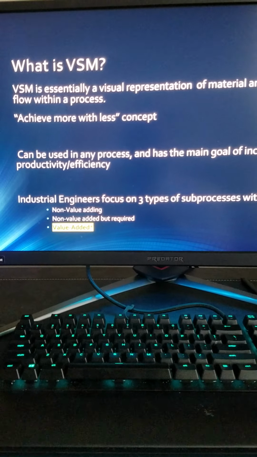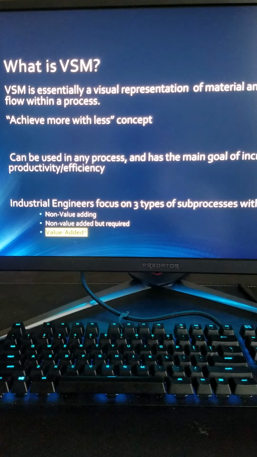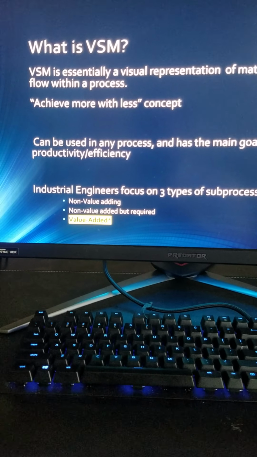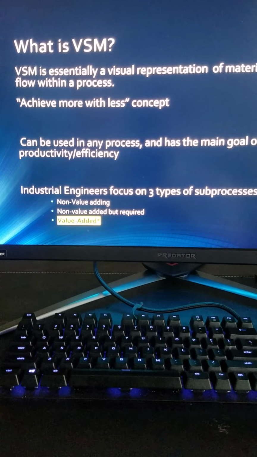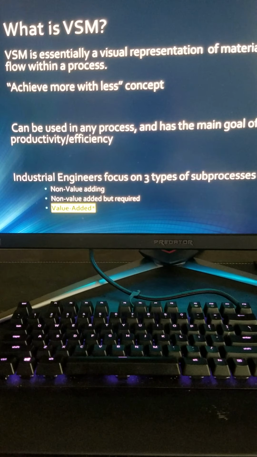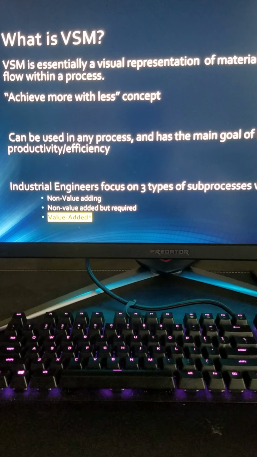And as industrial engineers, we focus on three types of sub-processes when we design this. As you can see at the bottom, non-value adding, required, and value added. So non-value adding could be anything that the customer's not willing to pay for. Maybe that could be inventory that's been sitting, maybe 100% inspection when parts come off of a line. A customer's not wanting to pay for that, right? Quality should be built into a product.